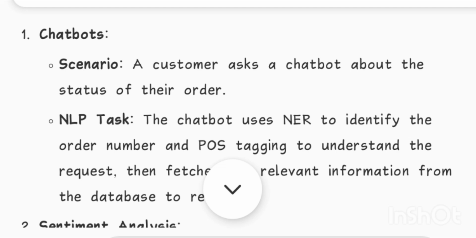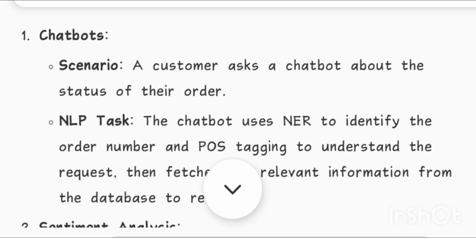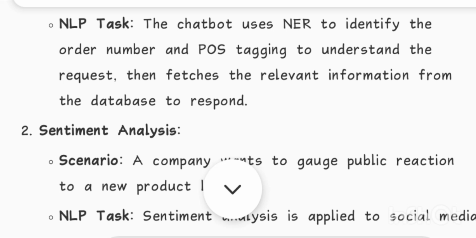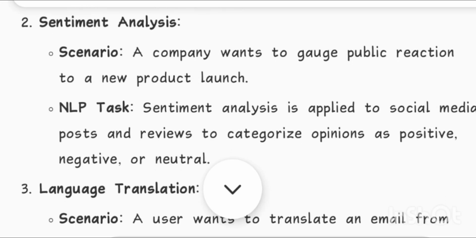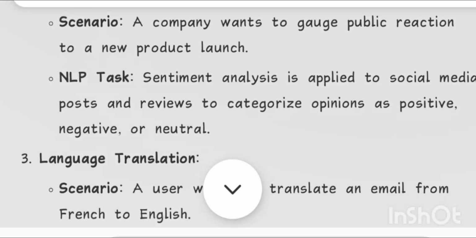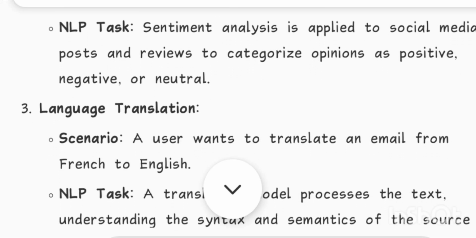1. Chatbots. Scenario, a customer asks a chatbot about the status of their order. NLP task, the chatbot uses NER to identify the order number and POS tagging to understand the request, then fetches the relevant information from the database to respond. 2. Sentiment analysis. Scenario, a company wants to gauge public reaction to a new product launch. Sentiment analysis is applied to social media posts and reviews to categorize opinions as positive, negative, or neutral.